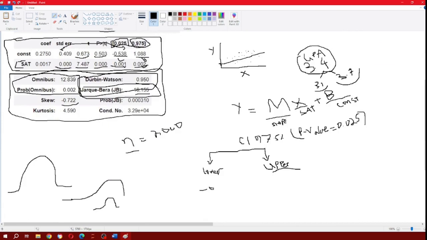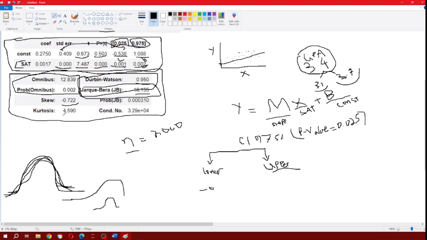A normal distribution has a skewness of 0, and 0 indicates perfect symmetry, like a bell curve shape. A perfect symmetry like that.